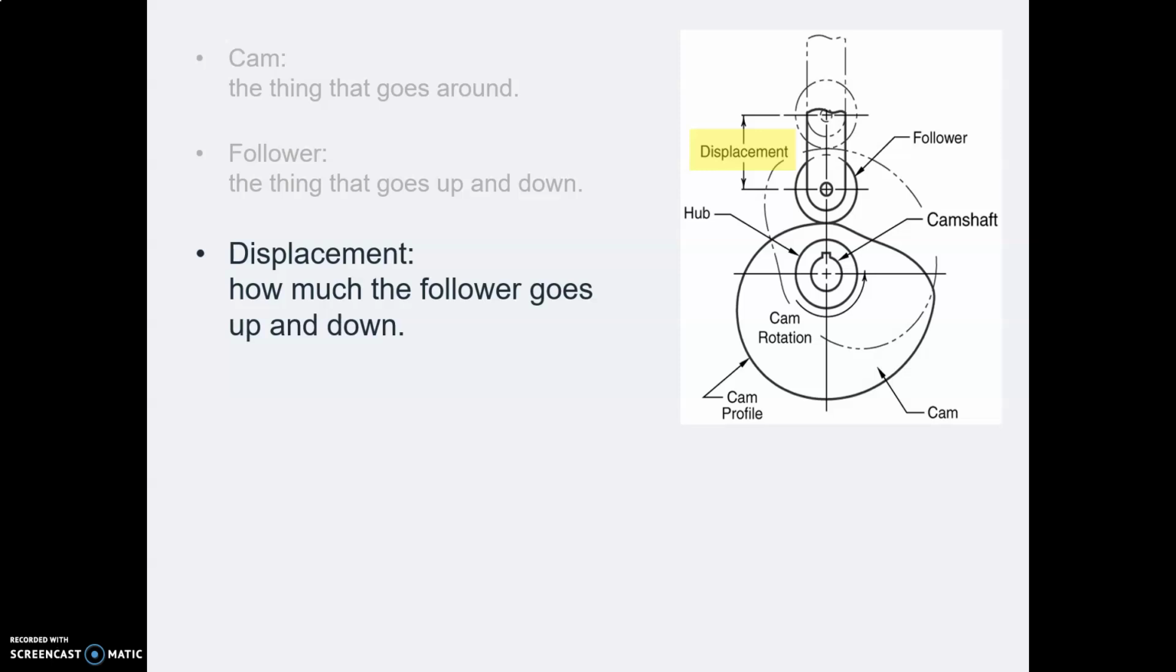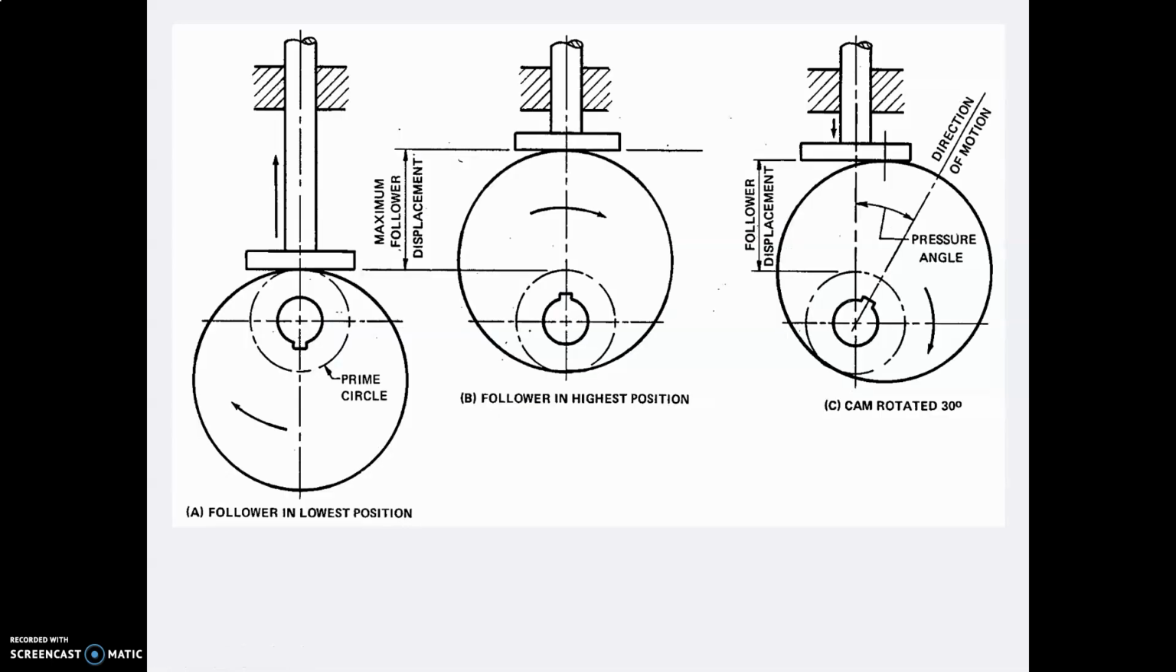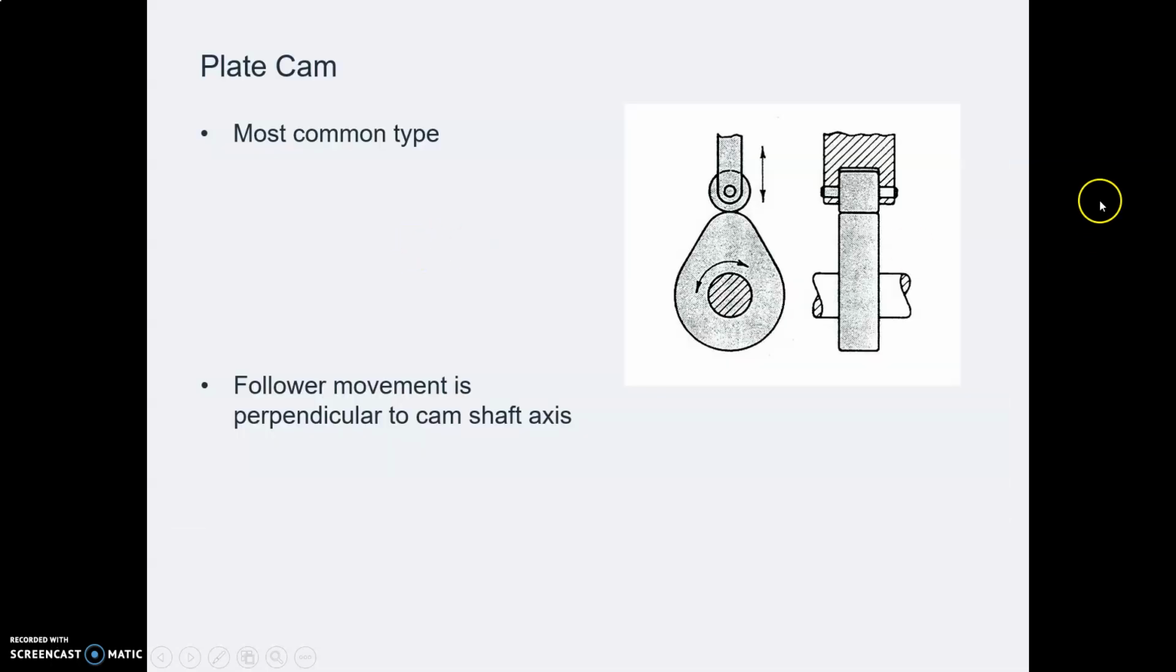And displacement is how far the follower goes up and down. So if you want this thing to rise and fall a total distance of 2 inches, then you could say the displacement is 2 inches. And so this is a weird one. This is an almost circular cam rotating around the shaft, but as the high point comes up, the follower goes up. And then as the low point comes around, the follower goes down. And the total difference between those heights is the displacement.